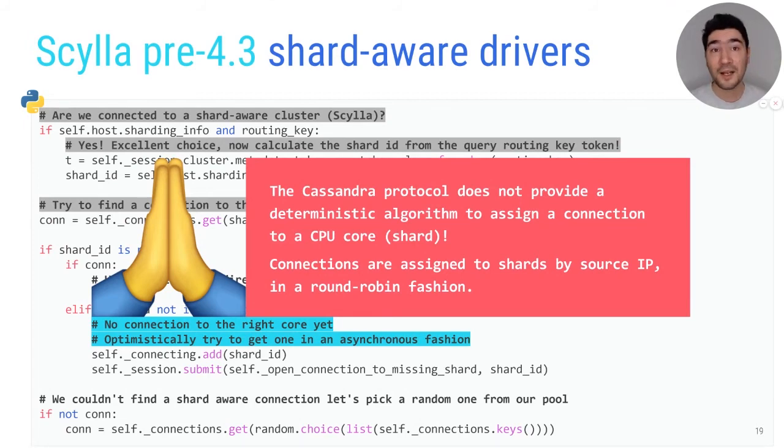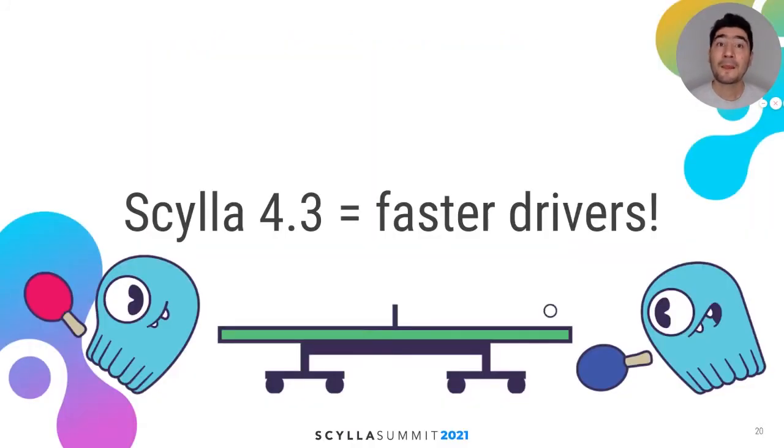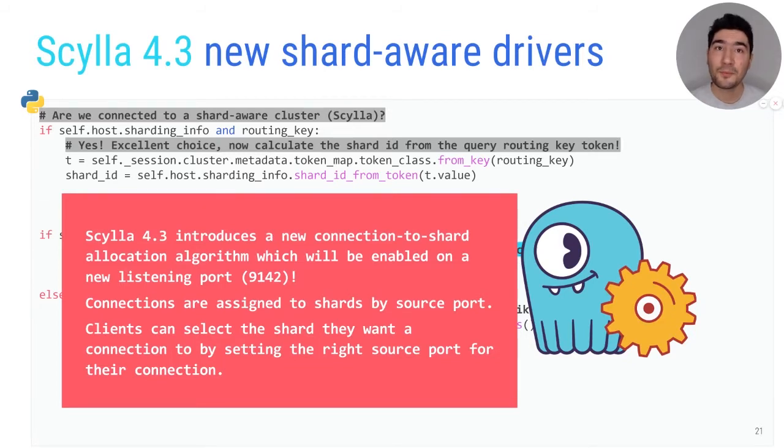I hoped for and worked on finding a solution to this problem with the ScyllaDB developers, which has come with Scylla 4.3 and is unlocking all shard-aware drivers now. Let's see how. Scylla 4.3 users can enable a new listening port, providing a new connection to shard allocation algorithm that is based on the source port of the client's perspective. So your client will have to select the right source port to target the right shard ID it wants to connect to. Then by pointing your shard-aware drivers to this new port, you will get a consistent connection to shards and even better performance that is not subject to luck.